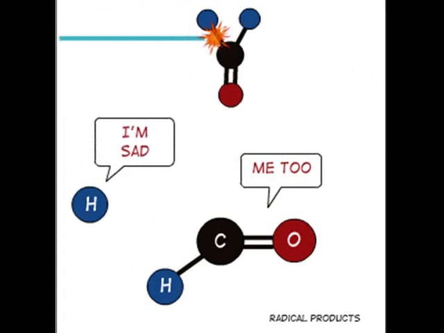But what if only one of the hydrogen atoms breaks off? It's lonely and wants to find another atom to join to. The HCO that's left also wants to find a replacement for its missing friend. We say these new products are reactive and call them the radical products.